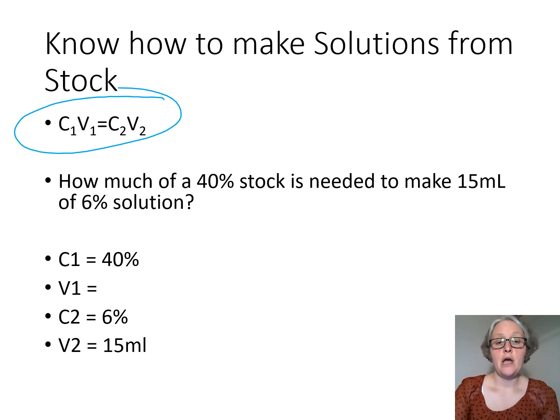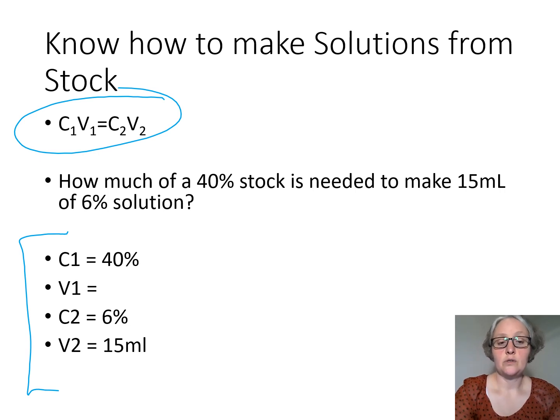Here's a sample. How much of a 40% stock solution is needed to make 15 milliliters of a 6% solution? Begin by figuring out what you have. The concentration of our stock solution is 40%. So C1 is 40%.